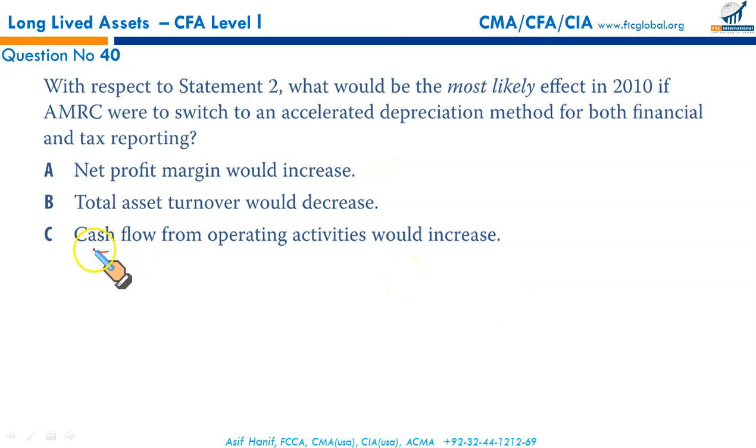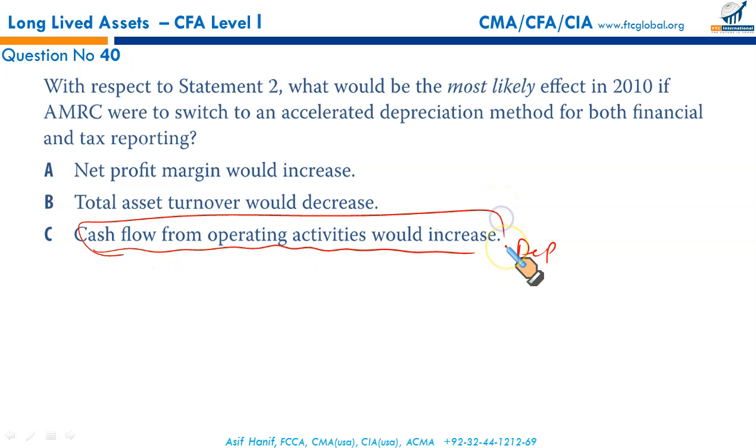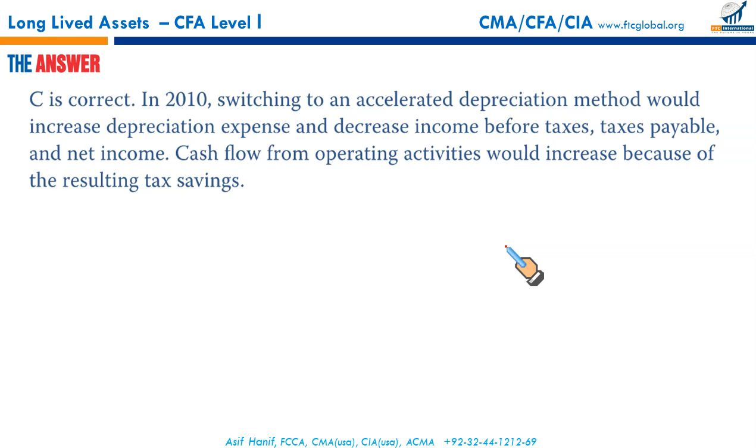Why? Let's see. Cash flow from operating activities would increase. That makes sense. Since when you charge accelerated depreciation, the higher depreciation charge is added back to arrive at cash flow from operations. So higher cash flow from operating activities because of the higher depreciation charge. That makes sense. That is the right answer. C is the correct option.